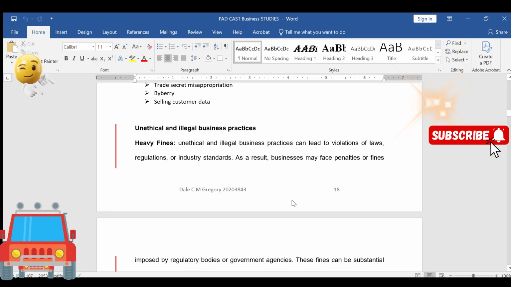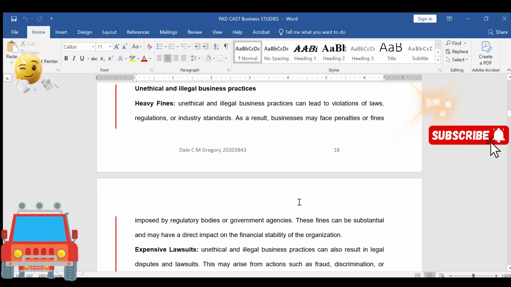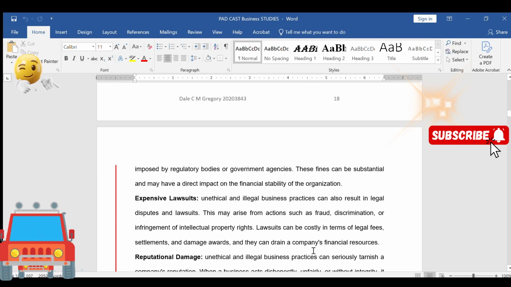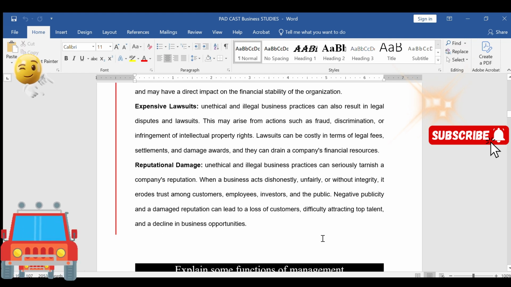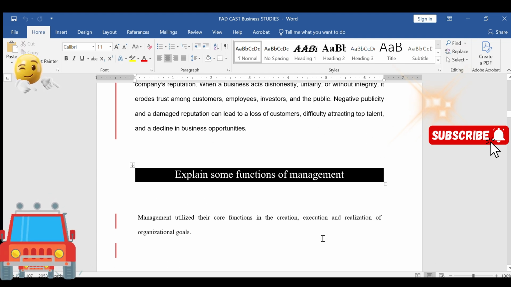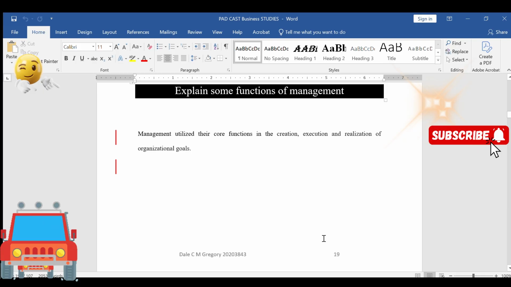Unethical and illegal business practice can lead to violation of laws, regulations, or industry standards. As a result, businesses may face penalties or fines imposed by regulatory bodies or government agencies. Expensive lawsuits, reputational damage. So we're on to another chapter, explain some functions of management.